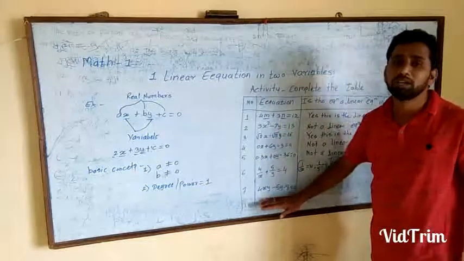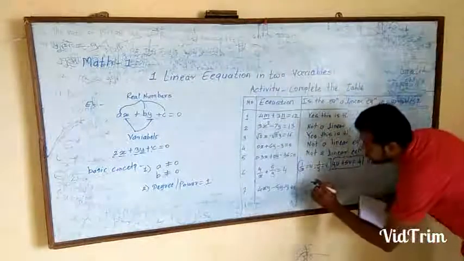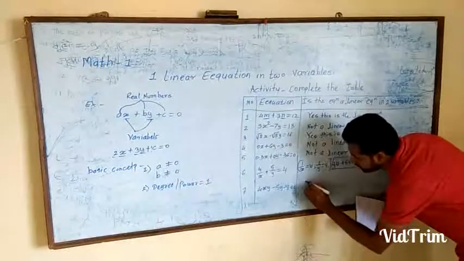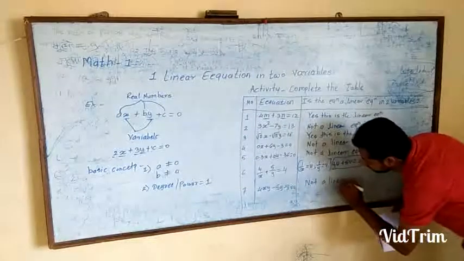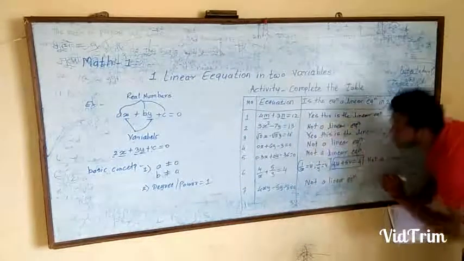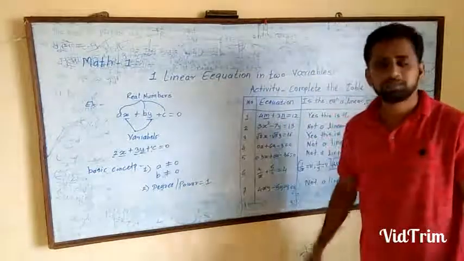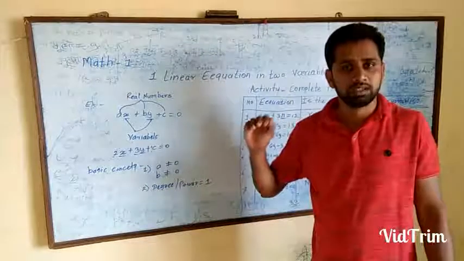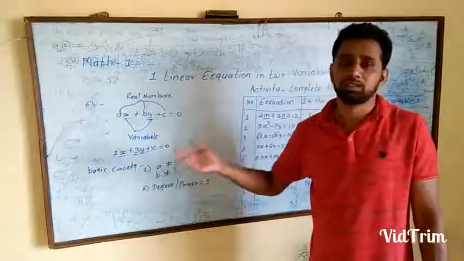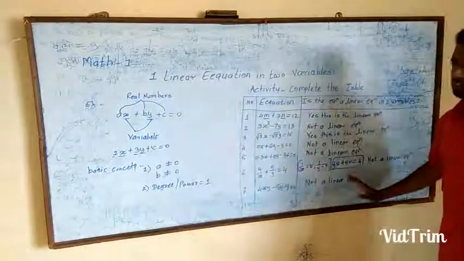That's why we cannot call this type of equation a linear equation in two variables. So we write here: not a linear equation. So using this basic concept, we can easily identify whether a given equation is a linear equation or not. So we can easily complete this.